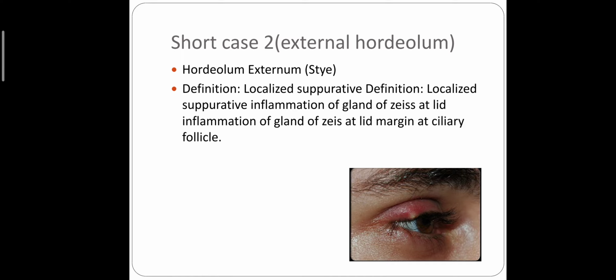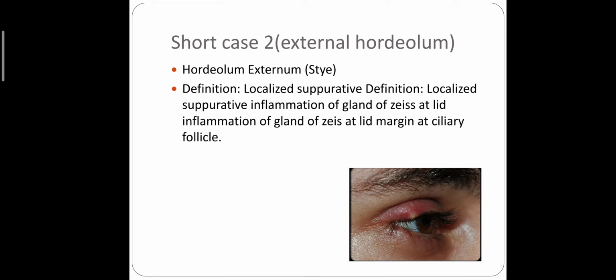Coming to hordeolum externum, commonly we call it a stye. The definition of external hordeolum is a suppurative infection of the glands of Zeis. For that you need to know the anatomy of the lid properly. In the lid there are different types of glands: Zeis glands, meibomian glands. So this you need to know.